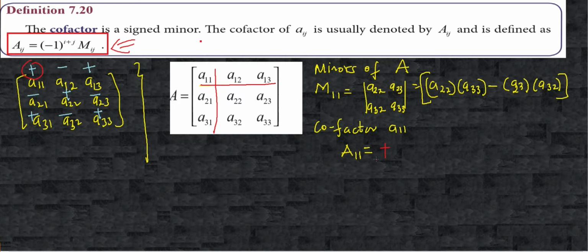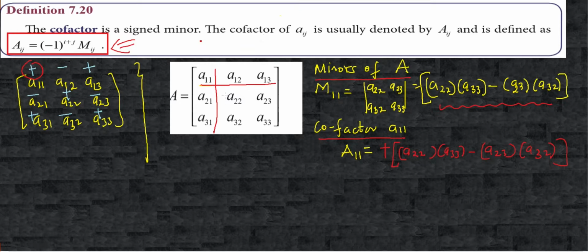In this case, the cofactor would start with a positive sign and then the minor which we have obtained here. So it's going to be A22 A33, minus A23 times A32. This is the best way to distinguish the difference between the minor of an element and the cofactor of an element in a matrix. Moving on, this technique will work for all the elements.